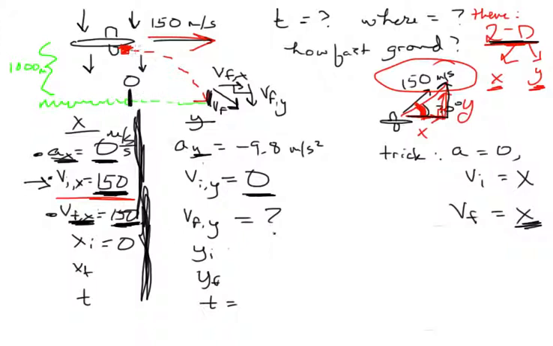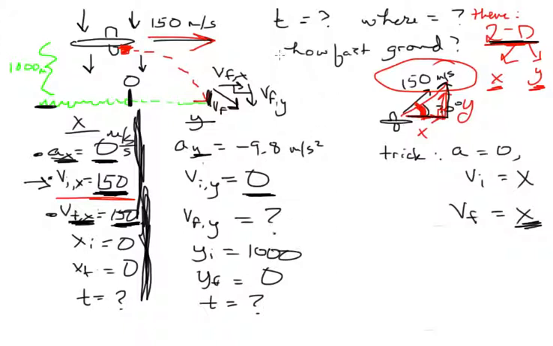Okay, what is your y initial? You start 1,000 meters above the ground. Your x final, again, we don't know how much that is. What's your y final? Well, you reach the ground. You hit rock bottom, 0. And what's the time? We don't know. All right, so we finally have all the variables we know and what we don't know.